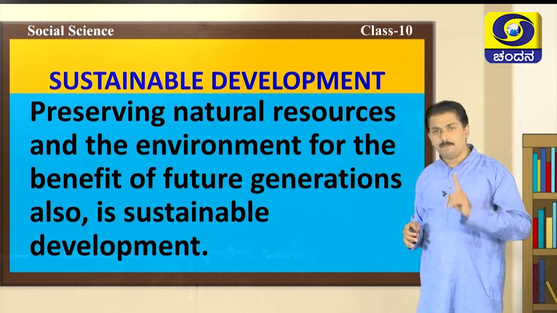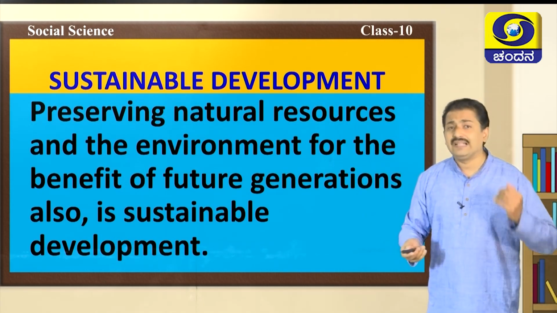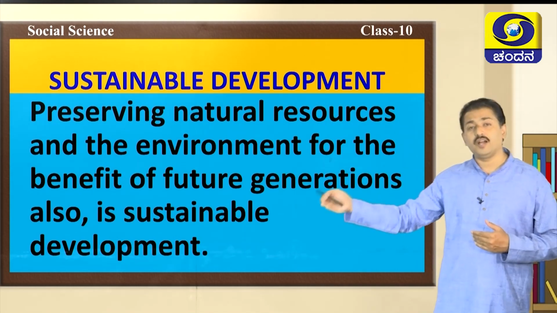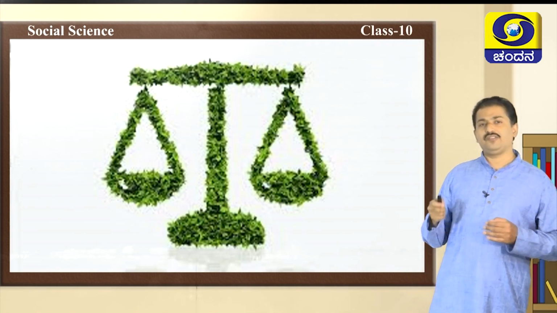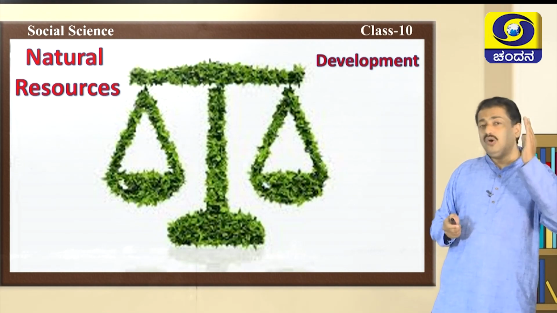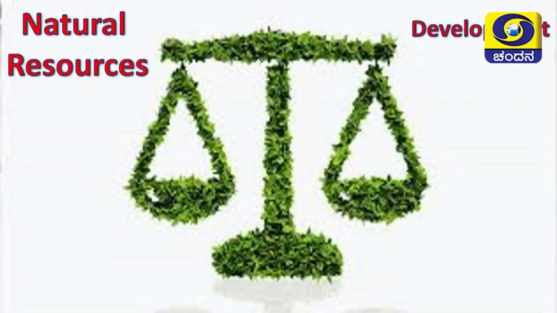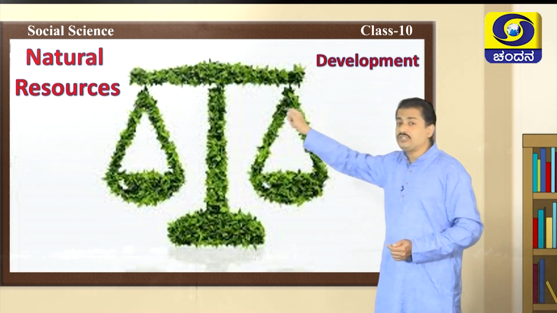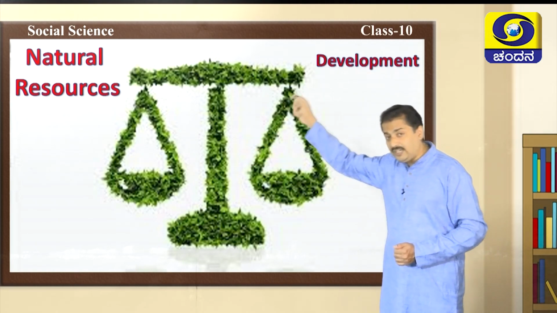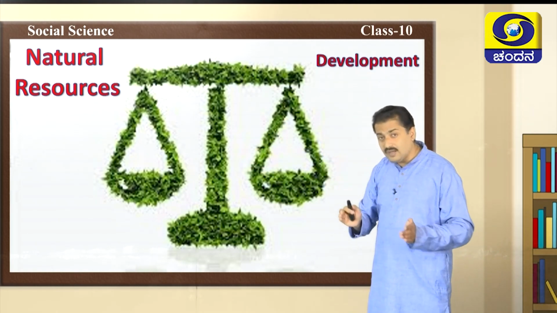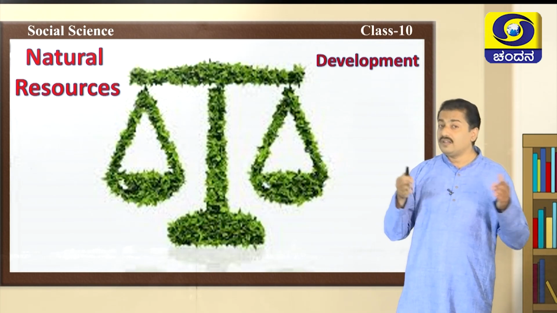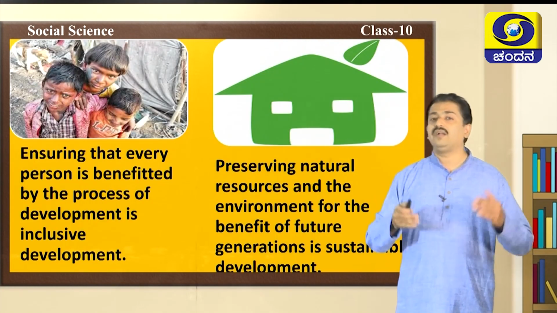So, the development should happen without affecting the nature, and we should keep the natural resources even for the coming generation. Now, let us see, sustainable development is nothing but balancing both natural resources and development. Development should happen, plus we should consider that natural resources are judiciously and scientifically used, and we should keep a certain amount of natural resources even for the coming generation, for the future generation as well. This is called sustainable development.